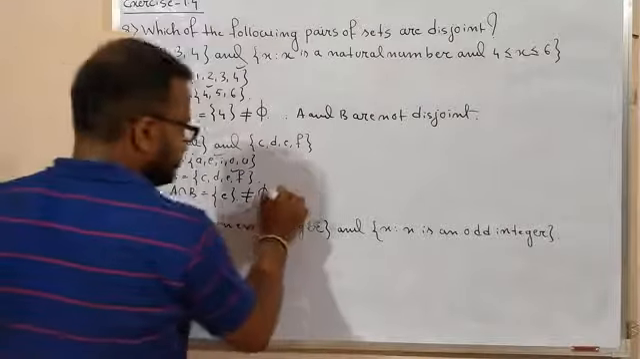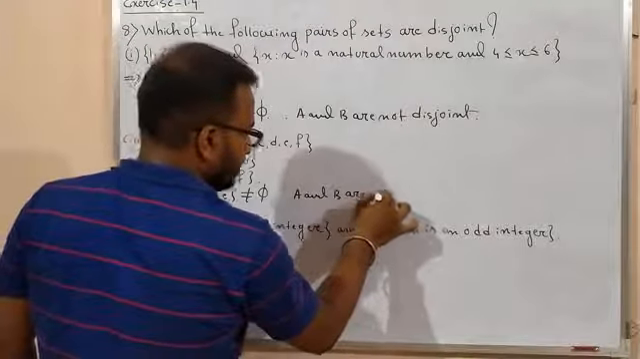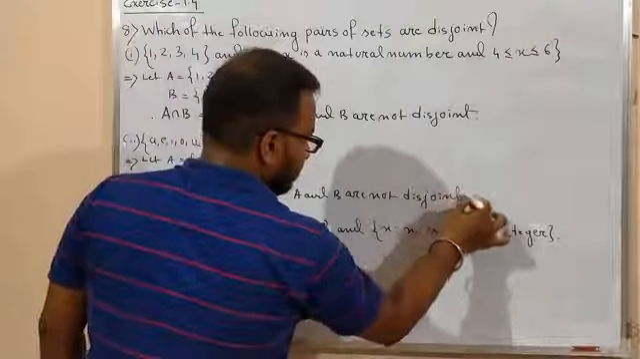So again, therefore, A and B are not disjoint.